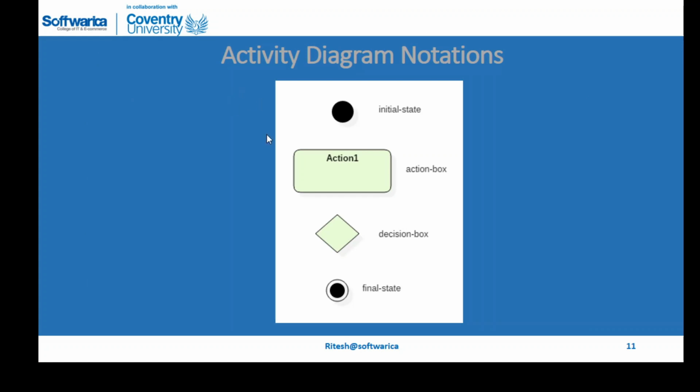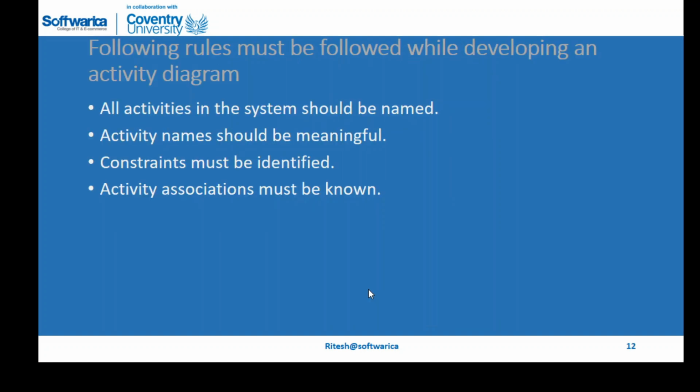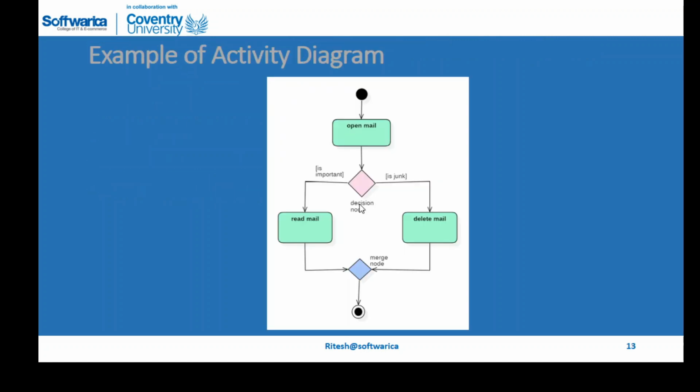So initial state, and this is called the action state, and this is called the decision box, the diamond, and the final state. The following rules must be followed while developing an activity diagram. All activities in the system should be named. Activity names should be meaningful. Constraints must be identified, and activity associations must be known.